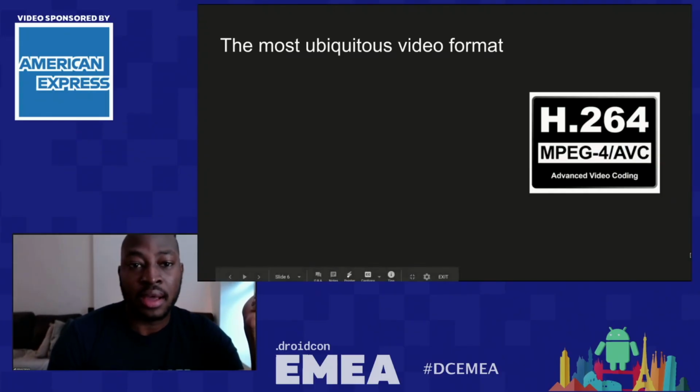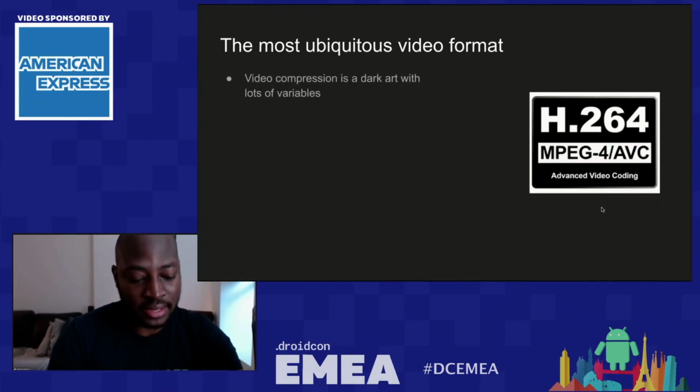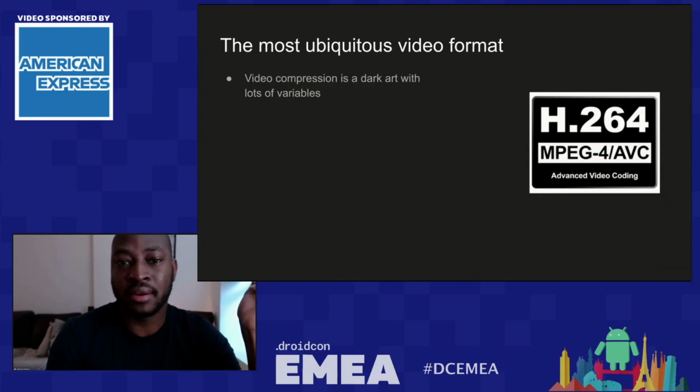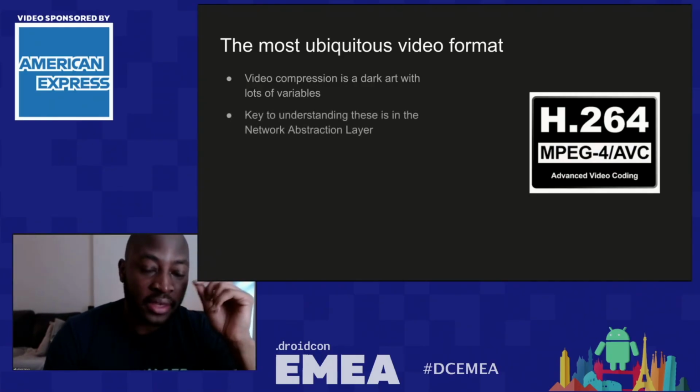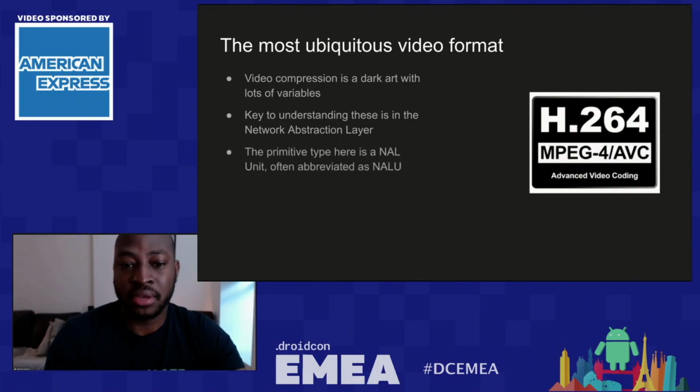Video compression is a dark art with lots of variables. And the thing I've noticed, because I did have to download the spec and read through it quite a bit to find my way in it, the biggest thing I came away with is that I need to understand the basics because there's quite a lot of stuff in it. It's a dark art with a lot of variables, and it's key to understanding some of those variables to be able to create a video stream effectively. All right. The key to understanding this dark art is something called the network abstraction layer. The primitive type here is a NAL unit, often abbreviated as NALU.